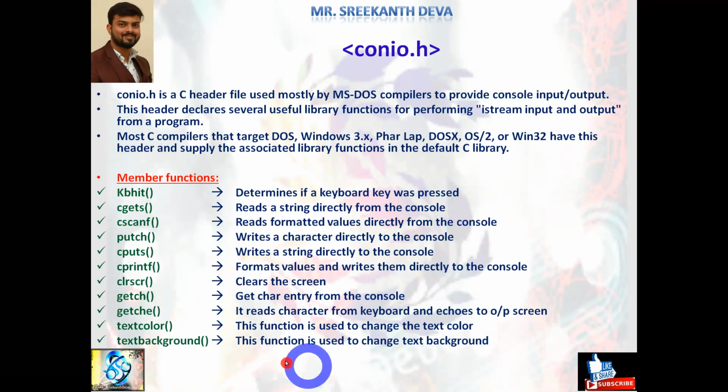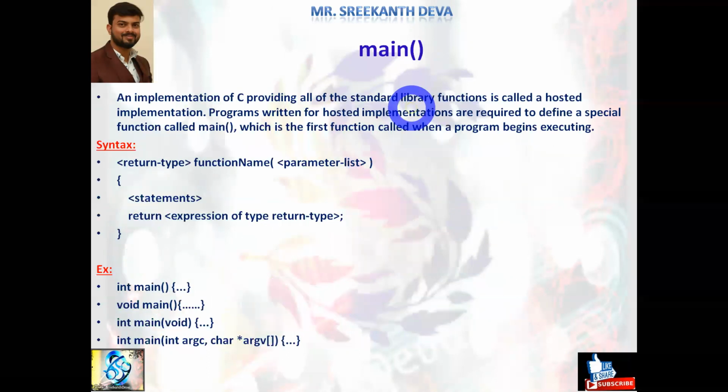Several functions are there. The most useful functions I wrote here, and clrscr and getch are very commonly used when we are working with console editors. That time this conio.h is going to be very useful.